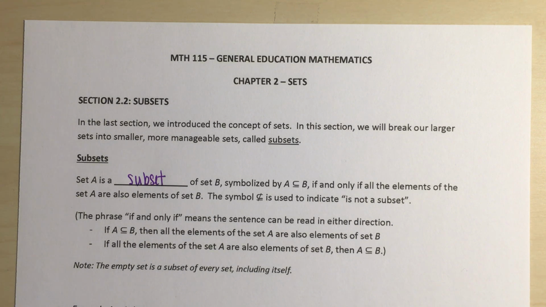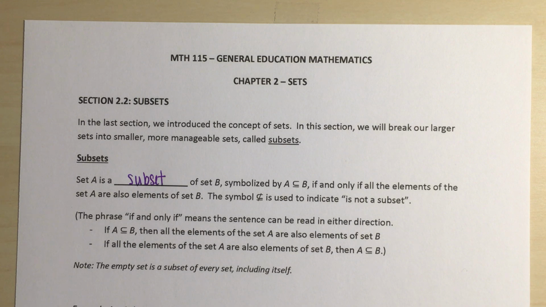What that means is that we could read the sentence going one direction: if A is a subset of B, then all of the elements in A are also elements of set B. And then we can also read it the other way: if all of the elements of set A are also elements of set B, then A is a subset of B. When we see this written out, we think of it in order in the first way, but how we're going to determine whether or not something's a subset, we're going to use that second sentence.